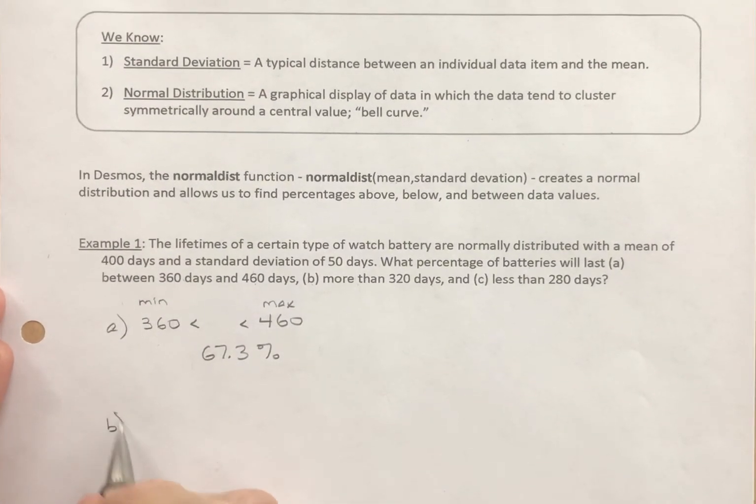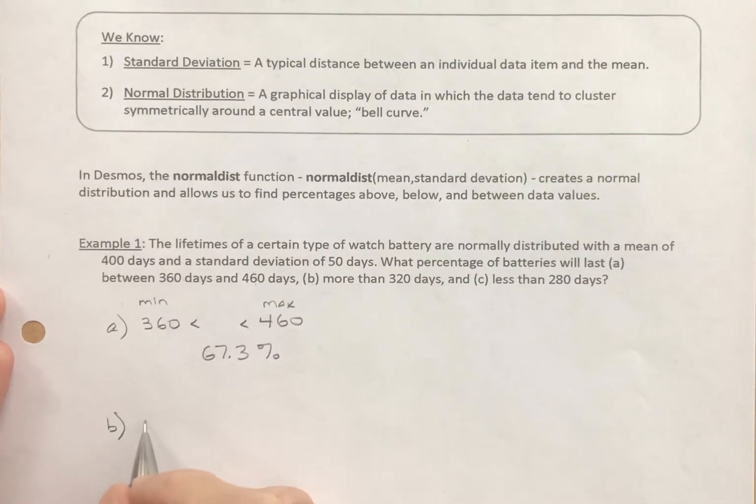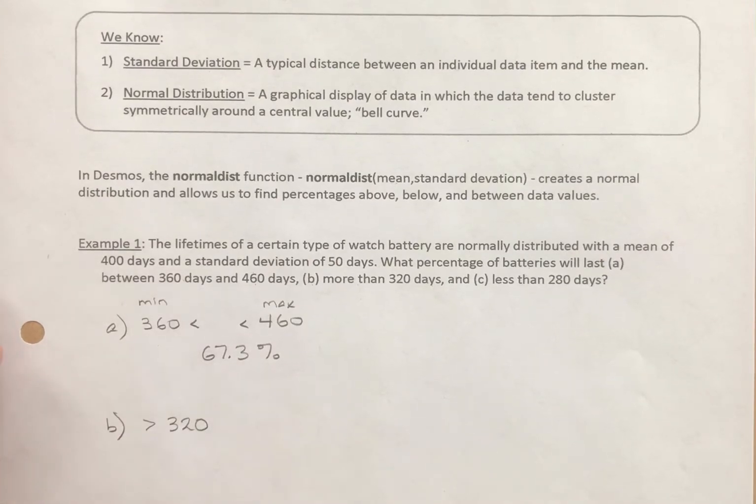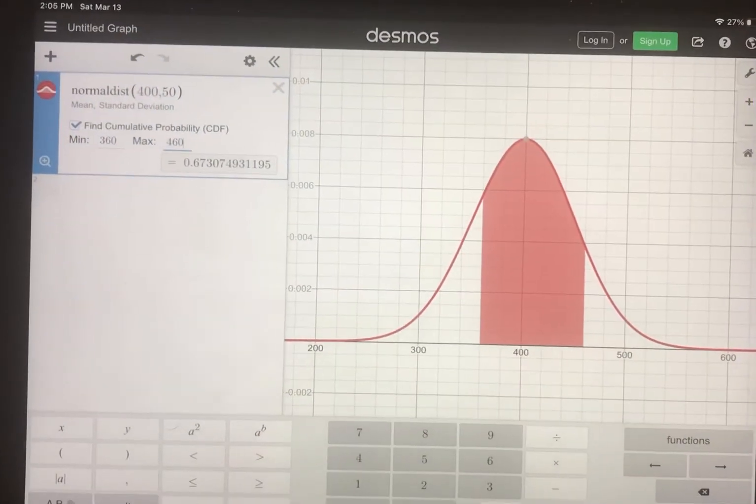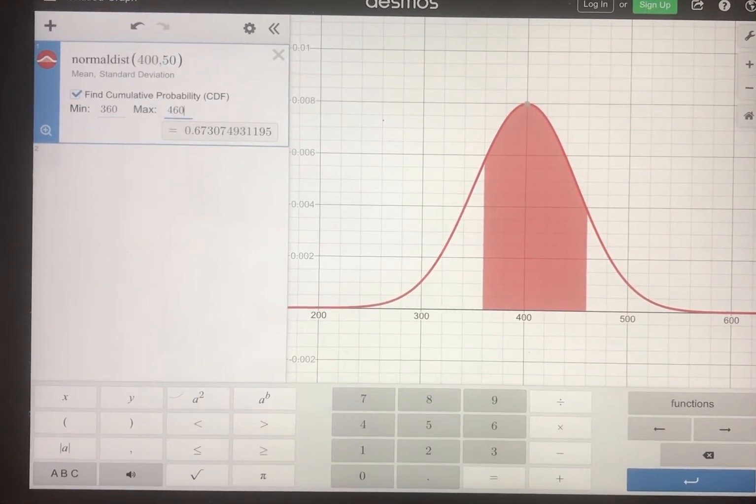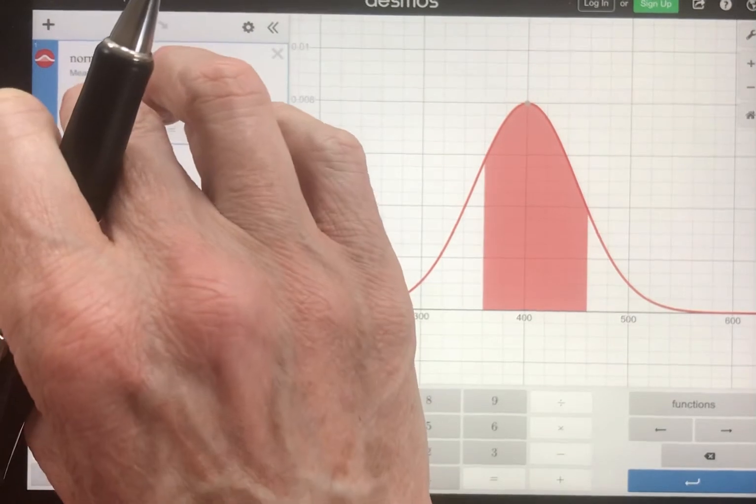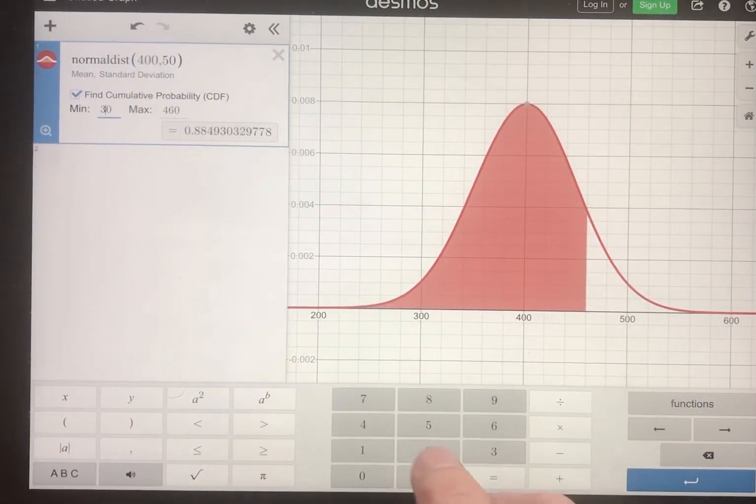Okay, letter B. More than 320 days. So greater than 320 days. What percent will last greater than 320? Okay, let's go back to Desmos. So greater than 320 means that 320 is a minimum. Okay, so I'm going to type into the minimum here 320.